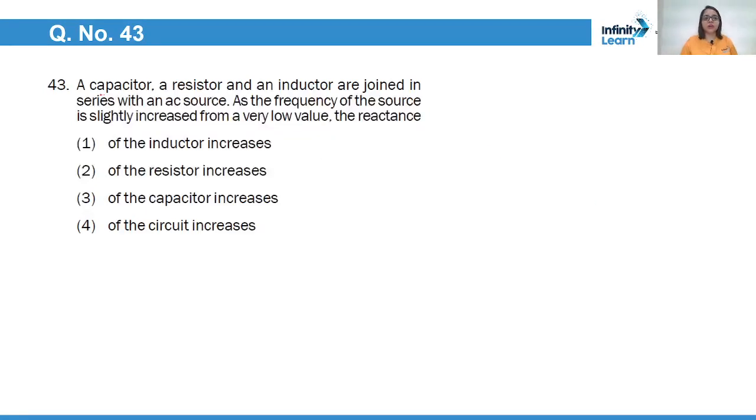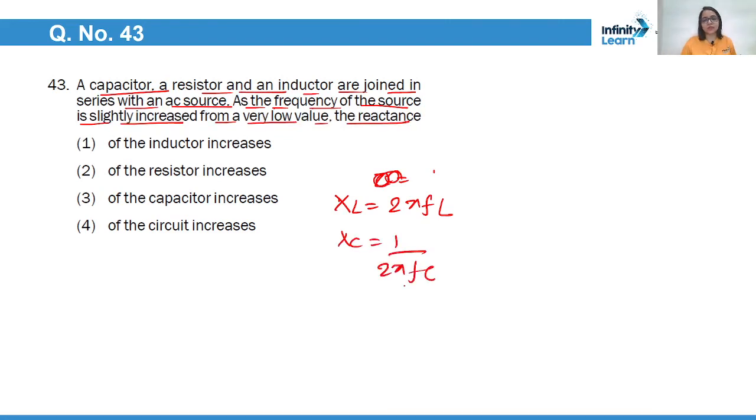Question number 43. A capacitor, a resistor and an inductor are joined in series with an AC source. As the frequency of the source is slightly increased from a very low value, the reactance? So XL is 2 pi FL and XC is 1 upon 2 pi FC. So when you increase the frequency, XC decreases and XL increases. So the reactance of the inductor will increase.